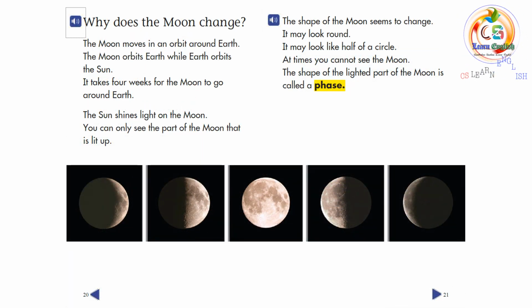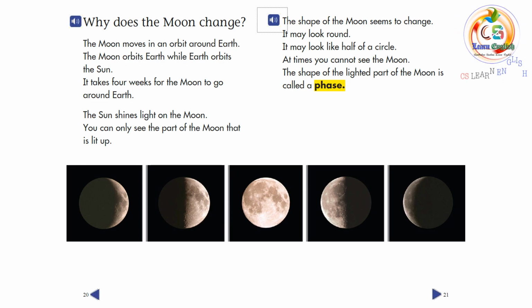Why does the moon change? The moon moves in an orbit around Earth. The moon orbits Earth while Earth orbits the sun. It takes 4 weeks for the moon to go around Earth. The sun shines light on the moon. You can only see the part of the moon that is lit up.